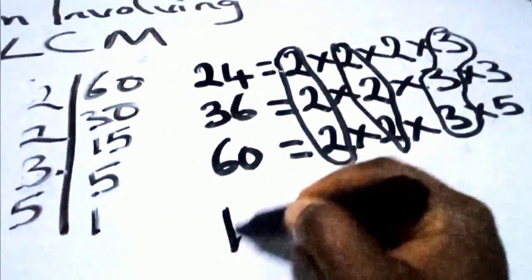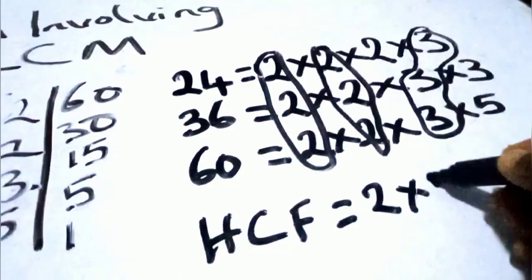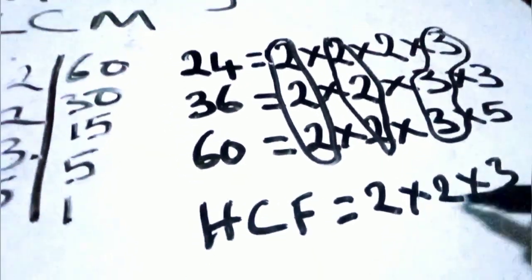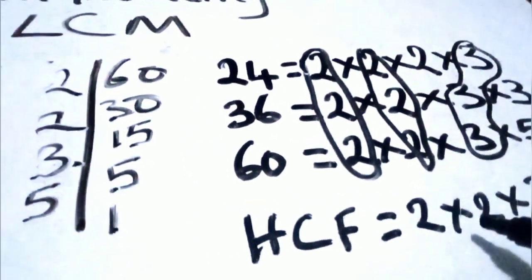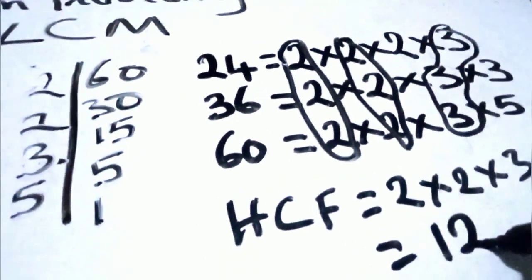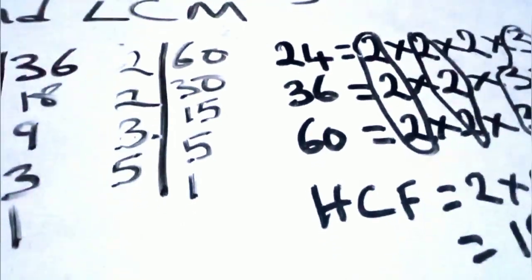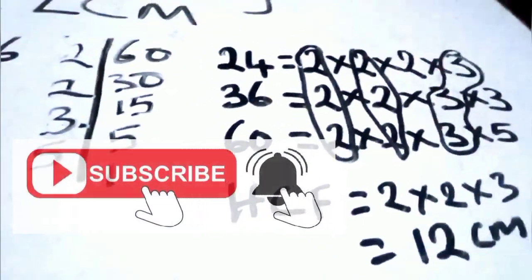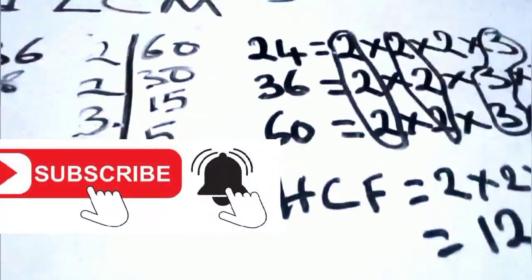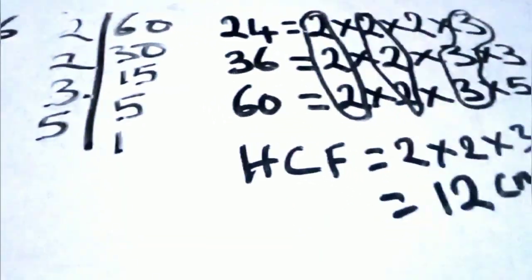So the HCF is equal to 2 times 2 times 3. 2 times 2 is 4. 4 times 3 is 12. So the HCF is 12 centimeters. So the pieces should be 12 centimeters long. The length of the piece should be 12 centimeters for each of them.